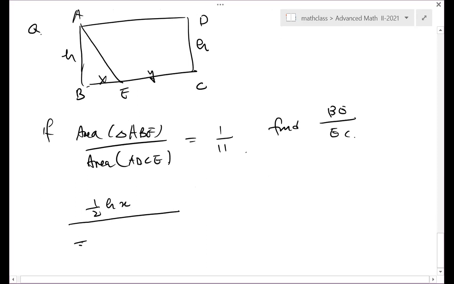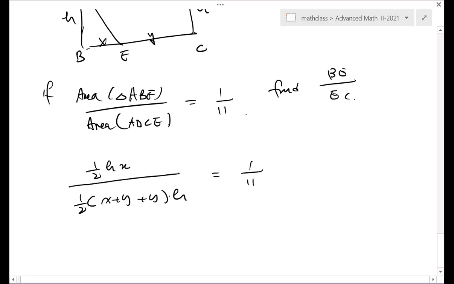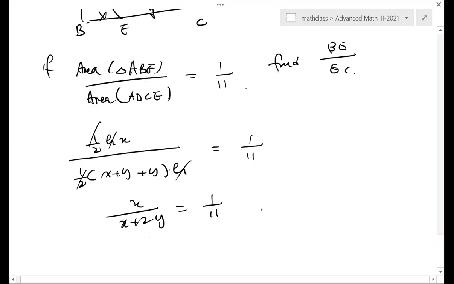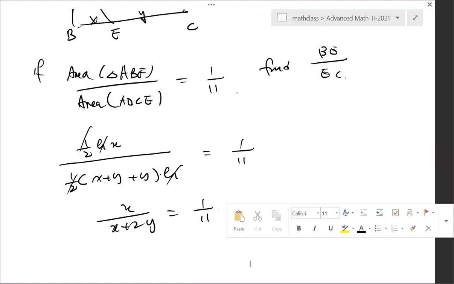The area of the trapezoid will be X plus Y divided by 2 times H. And you will see that first of all, H will be gone. 1/2 is gone. And you get X over (X plus 2Y) equals 1 over 11. Okay, so then you can find the X over Y.